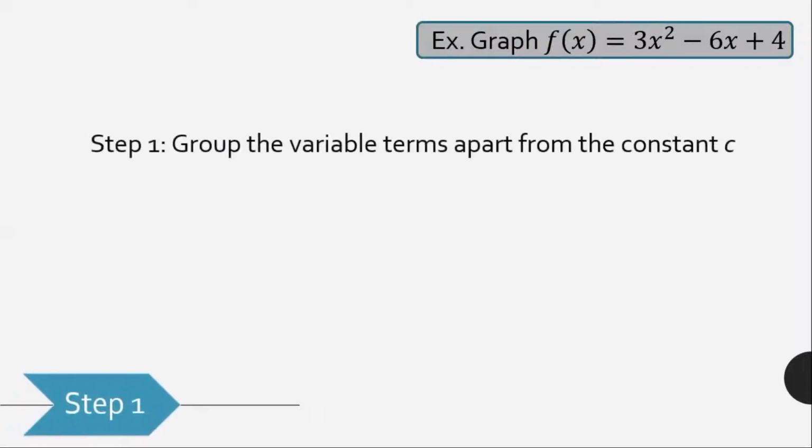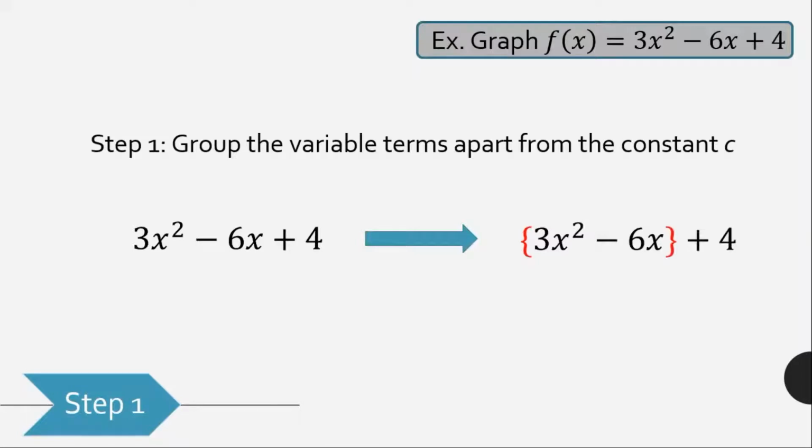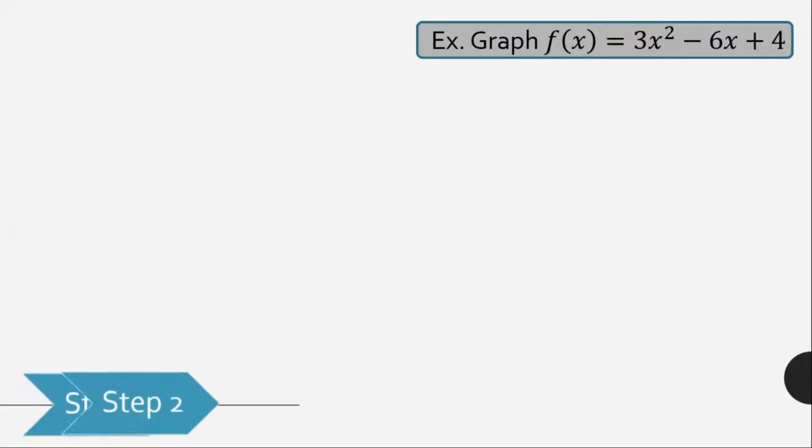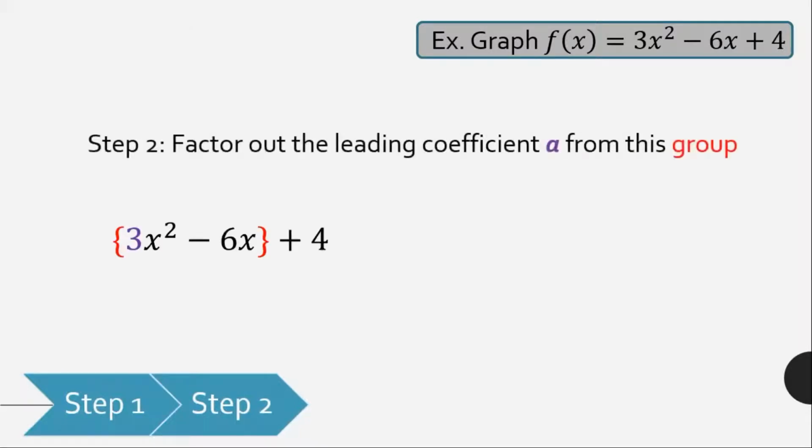Step 1 is to group the variables. I'm going to place them in red brackets, and I will be focused on completing the square of the terms inside those red brackets. Note that the constant term 4 is outside that grouping and is thus pushed to the side. We will now factor out the leading coefficient a from this group, just from the terms inside the red brackets.